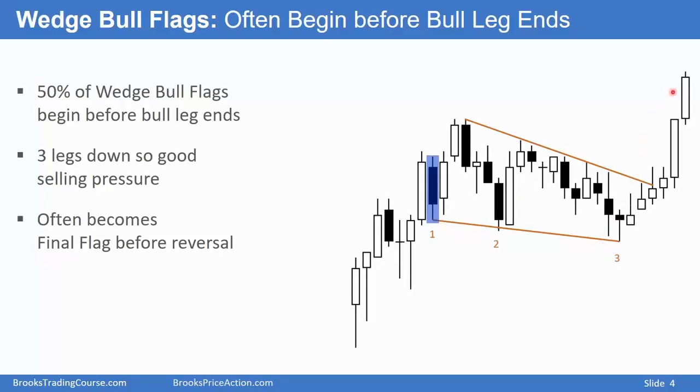In other words, you get a bull breakout, but the bull breakout might be the final leg up before the bull trend transitions into a trading range. Again, the bull trend ended here, but the bear trend began here. A bear channel, in this case it's a wedge bull flag, but it's still a bear trend.